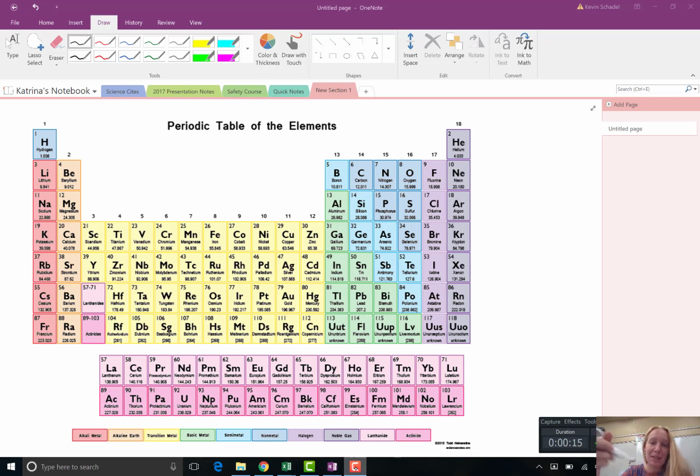So the first thing I want to talk about is the structure of the periodic table. This is your periodic table. If you've never seen it before, I'm not quite sure how you got here. You'll see these numbers 1 through 18 going across the top of the periodic table. Those are your group numbers.